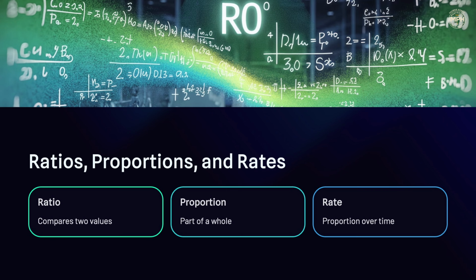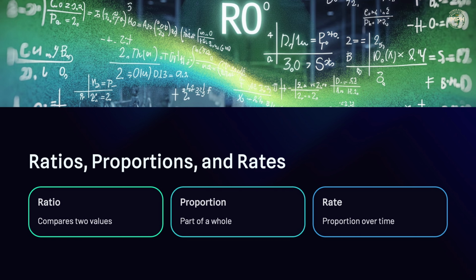Key measures: ratios, proportions, and rates. Let's break down three core measures used in descriptive studies. First is ratio, which compares two values regardless of whether they are related. Example, male to female ratio of AIDS equals 5. Second is proportion, a type of ratio where the numerator is part of the denominator. For example, 83% of AIDS deaths occurred among men.